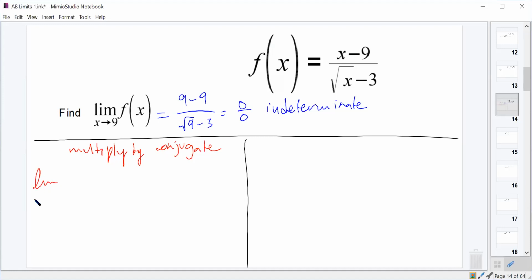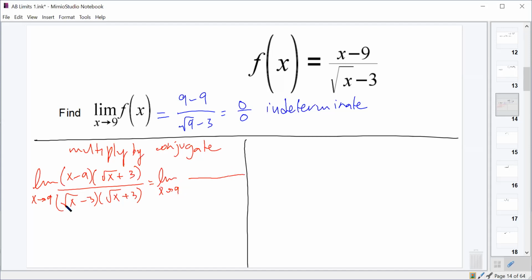So we're going to turn this into the limit as x approaches 9 of x minus 9 times root x plus 3 over root x minus 3 times root x plus 3. The whole reason that we're going to do that is that it's going to turn the denominator into, well, root x times root x is just x, right? Then root x times 3 is a 3 root x, and root x times a negative 3 is a negative 3 root x. So those end up canceling out with each other. Then we just have the negative 3 times the 3, which is a minus 9. And we'll note that x minus 9 cancels with the x minus 9 in the numerator, giving us a limit as x approaches 9 of just root x plus 3.